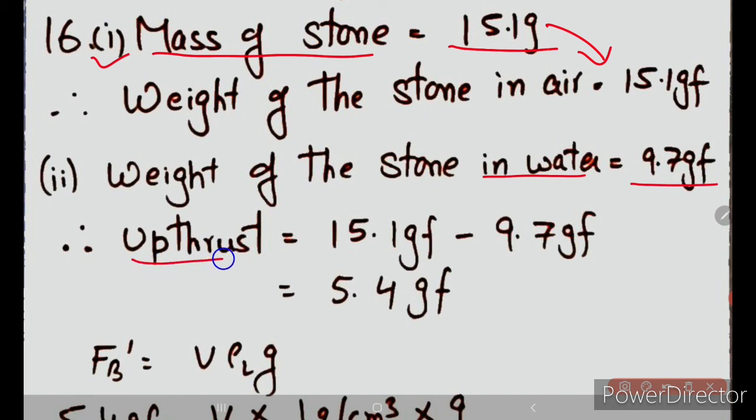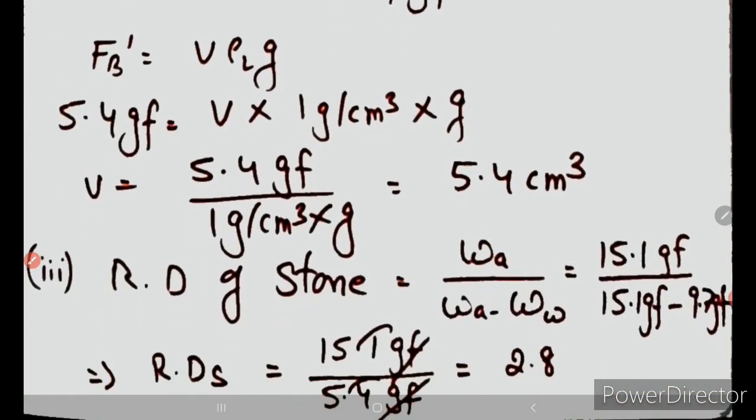So the up thrust will be weight of the stone in air minus weight of the stone in water, which is 5.4 gram force. Now using the formula for up thrust, which is Fb' equals V rho L g, we can solve to calculate volume. Putting the value of up thrust, which is 5.4 gram force, multiplied by V, density is 1 gram per centimeter cube, multiplied by g, which is acceleration due to gravity, we can find that V is 5.4 centimeter cube.